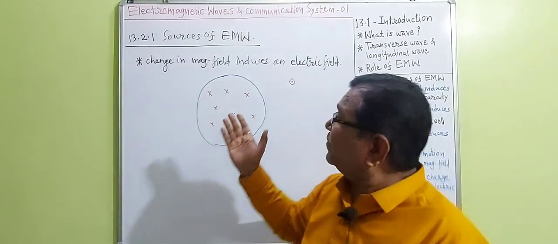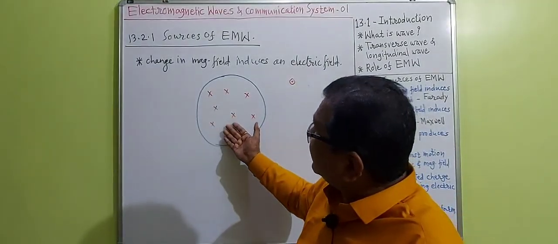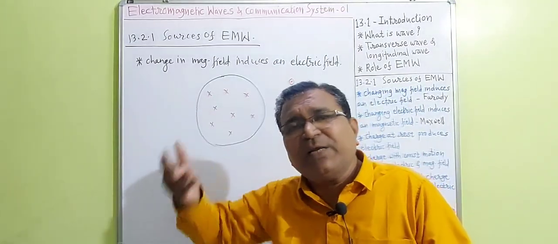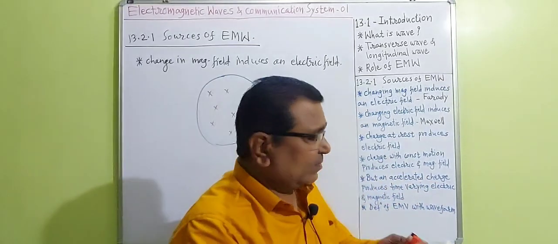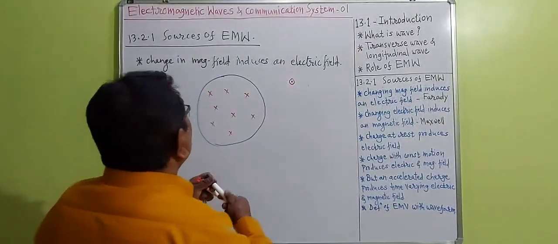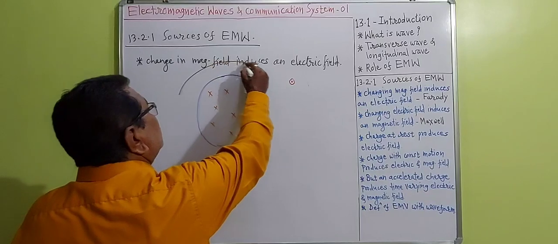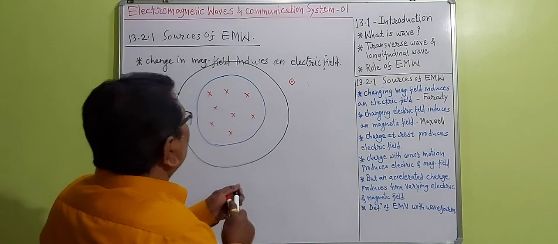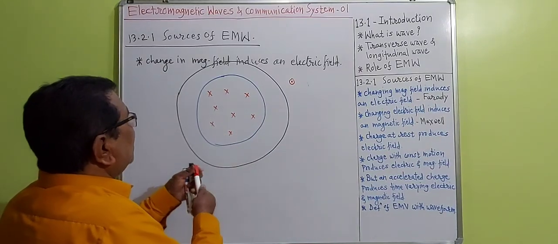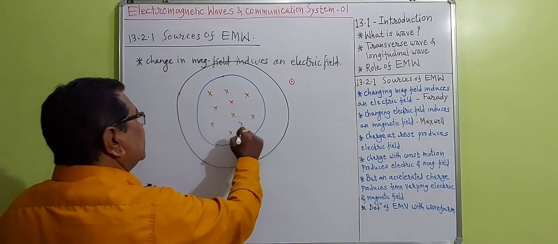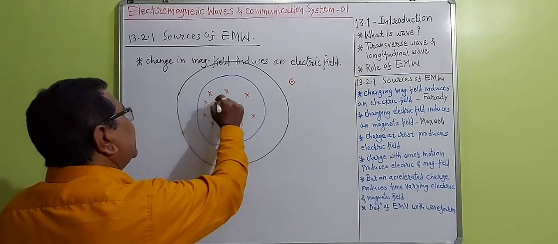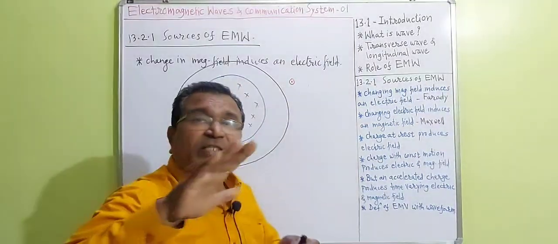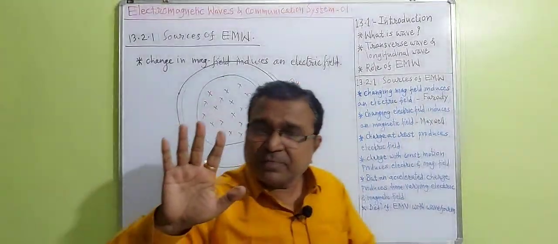If I increase the magnitude of the magnetic field, then what happens? See here. Suppose this is the outer region, drawn to show another physical quantity. If the magnitude of the magnetic field increases more and more, there is a change in the magnetic field. This change in magnetic field, remember well.